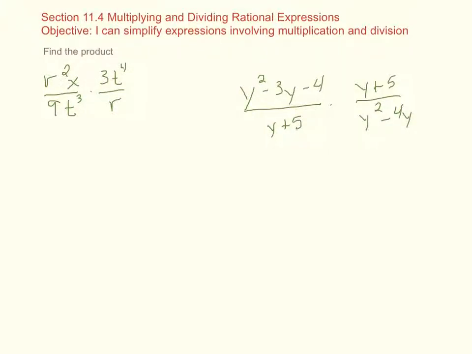Alright, today we have section 11.4, which is just multiplying and dividing rational expressions. It's a lot like 11.3, except you're going to multiply. And you're multiplying fractions, and if you think back to how you would multiply fractions, I'll give you a quick example. 3 over 4 times 1 over 2. You multiply straight across. So these two would get multiplied and these two would get multiplied.